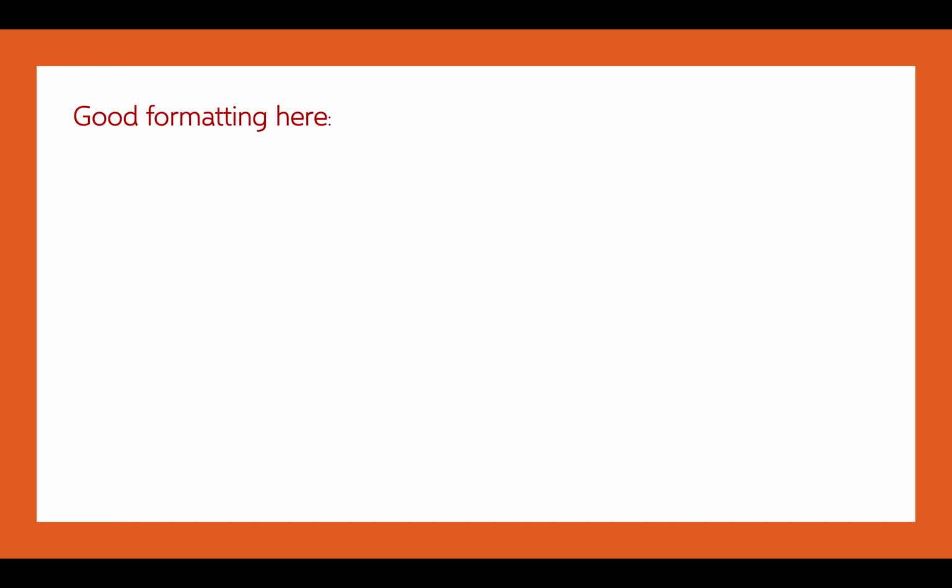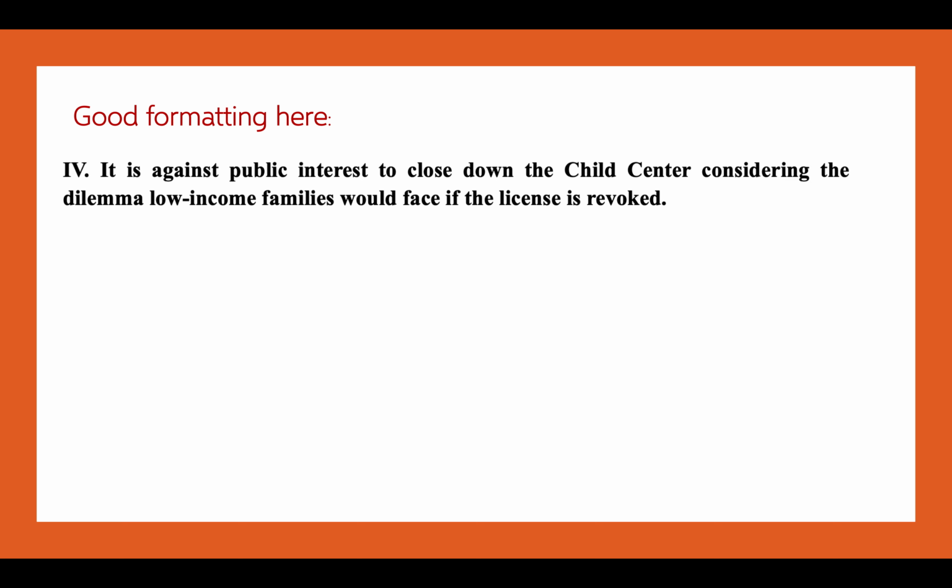So here are 2 examples of good headers that you guys used, with a few formatting suggestions from me. So here's one that a person wrote. It is against the public interest to close down the child center, considering the dilemma low-income families would face if the license is revoked. Great substance. I like that it is single-spaced. I like that it's bolded and it's easy to read.